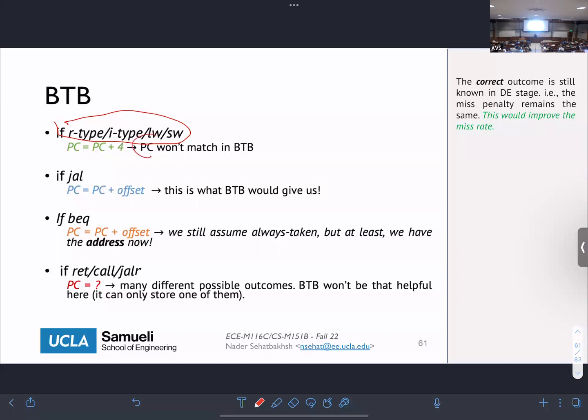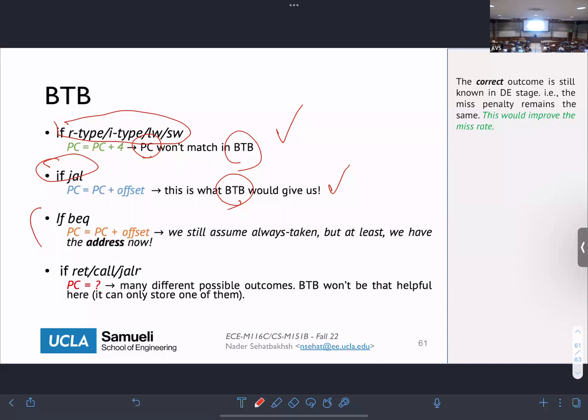Why? Because our PC won't match with BTB, so it's always not taken when we are good to go. For a large majority of our instructions, we don't have to be worried about anything. For GL, we are also good because this is exactly what BTB would give us. GL is an always-taken branch, and whenever we see GL in decode, we grab that and put it into our BTB. Next time you see the same GL, you see that you have seen this before, and that's great. So for GL, BTB is exactly designed to help us.